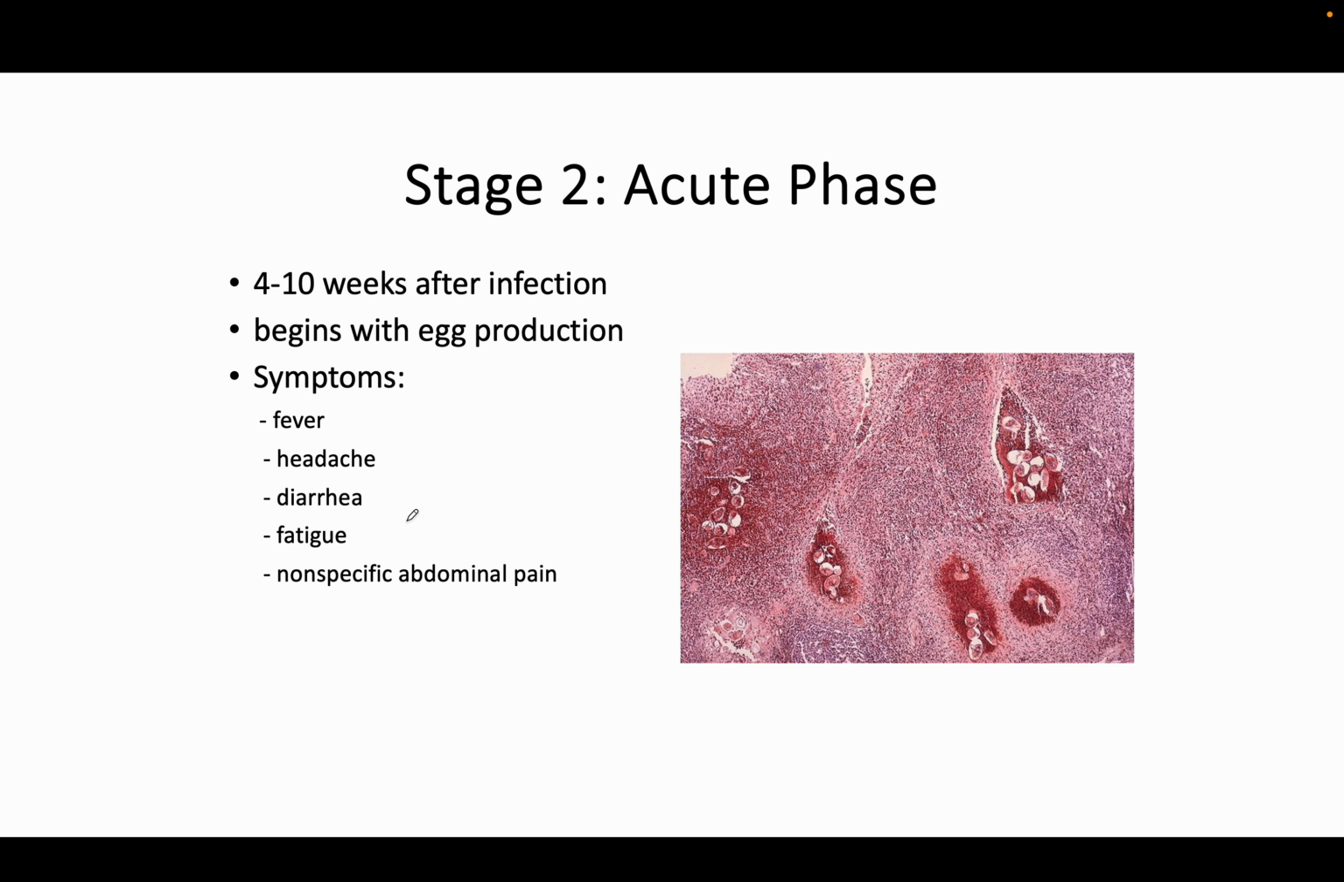During stage two, the acute phase, which is about 4 weeks post exposure, the adult worms can carry out sexual reproduction. They begin with egg production. Symptoms include fever, headache, diarrhea, fatigue, and non-specific abdominal pain. On this tissue section, you can see eggs that are produced, associated with the parenchymal section of the target tissue where the adult worms are laying their eggs.